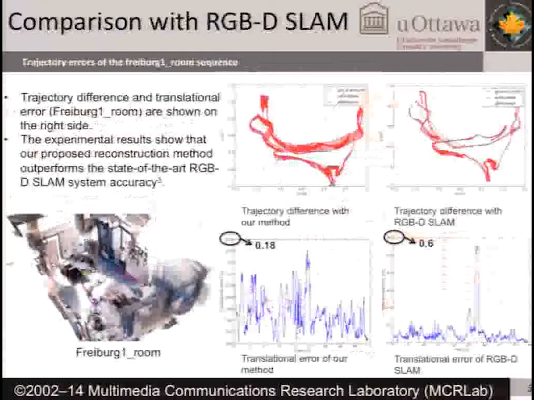And then next we compare the accuracy. You see the trajectory difference and translational error based on Freiburg 1 room are shown on the right side. The experimental results, lower two figures, show that our proposed reconstruction method outperforms the state-of-the-art RGBD SLAM system in accuracy.